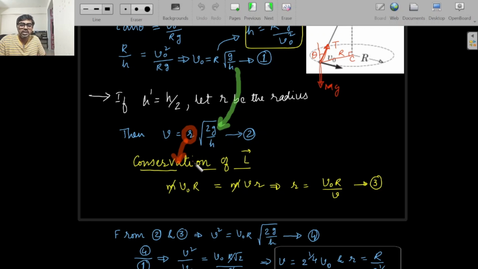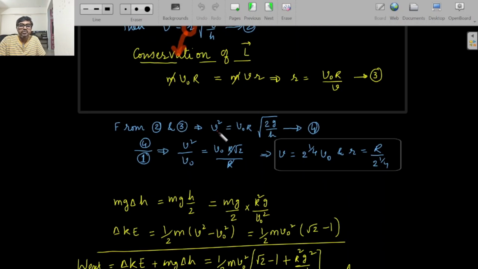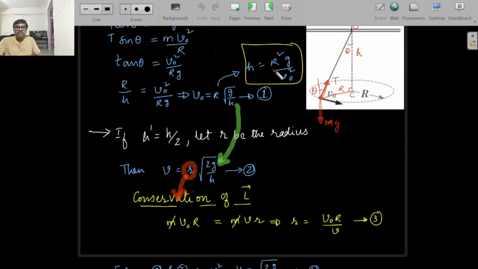So now we go for conservation of angular momentum. About the axis there is no change in angular momentum, so m r v, with v perpendicular to the axis of rotation, is constant. From there you get small r in terms of V0 and capital R, which I substitute in the second equation. We get V equal to 2 to the power 1 by 4 times V0, and then small r also. So now we have V and small r, and h is also known.